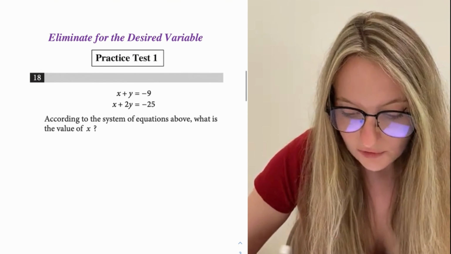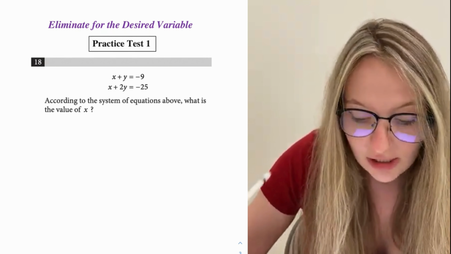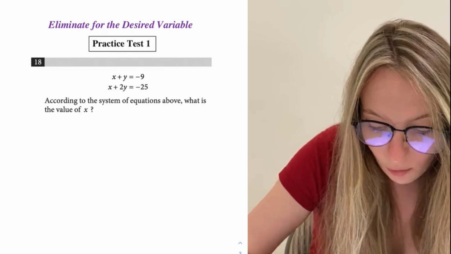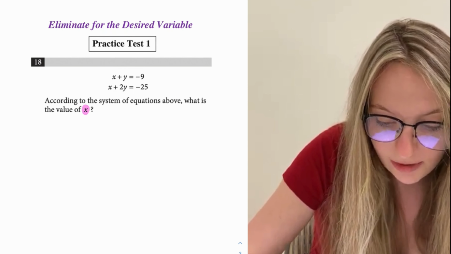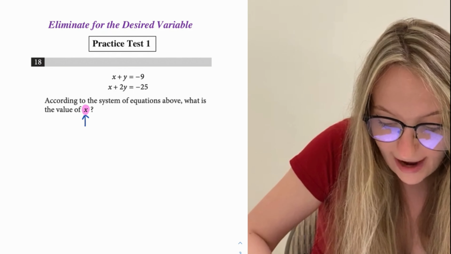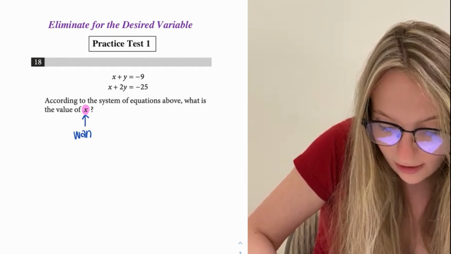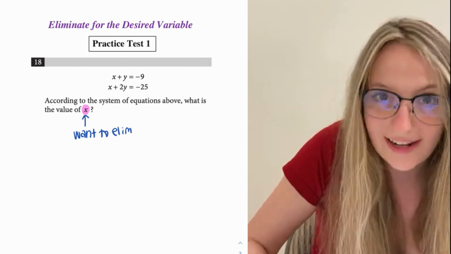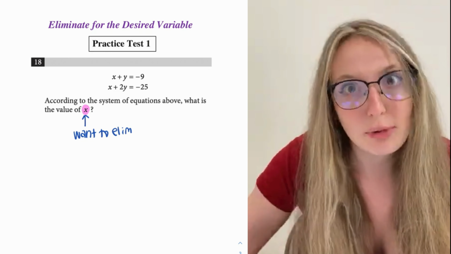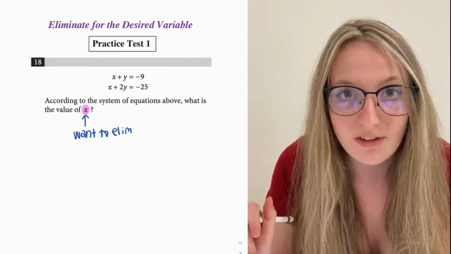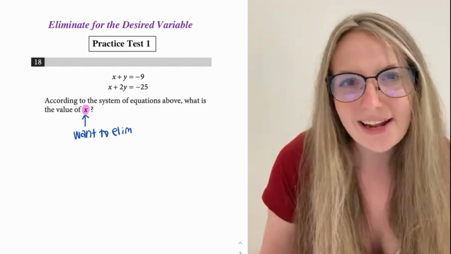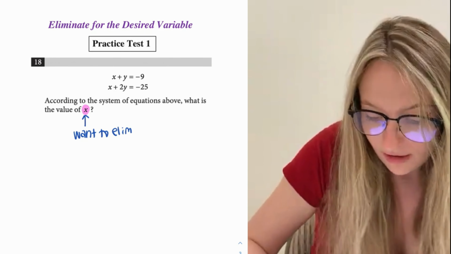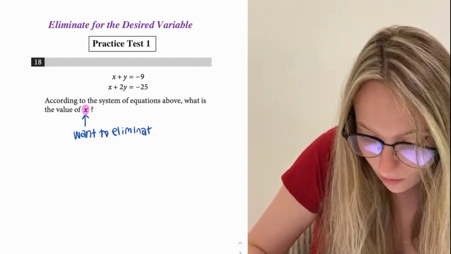Alrighty, so now we're going to actually look at some more difficult problems where it's not just going to be so direct where we just have the two values perfectly of the same number and opposite signs in the two equations. So I want to point out here, they ask us what is the value of x. If they ask us for the value of x, we want to eliminate y, because otherwise, if we solved for y, we would have to go and then plug it back in like we just did in the last problem to find x. So I want to eliminate y, so I already have x just chilling there ready to go.